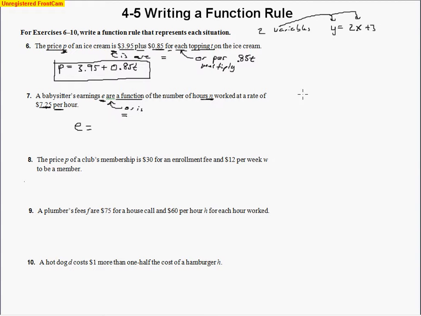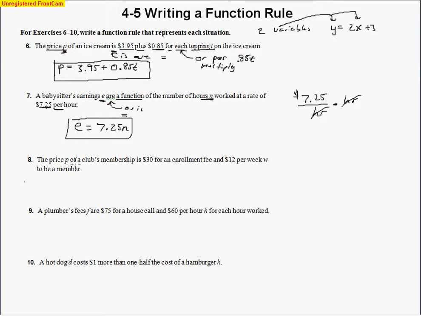If we multiply $7.25 per hour times hours, you see how those hours are going to end up canceling out. We're just left with dollars, and that's what we want for E. E is going to equal dollars, an amount earned. So we're going to set this up as $7.25 times N, and that would be our answer. Let's take a look at the next one.